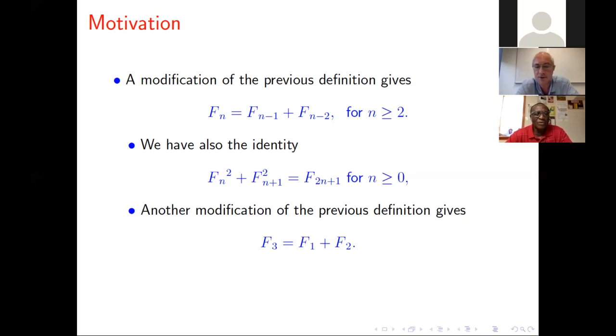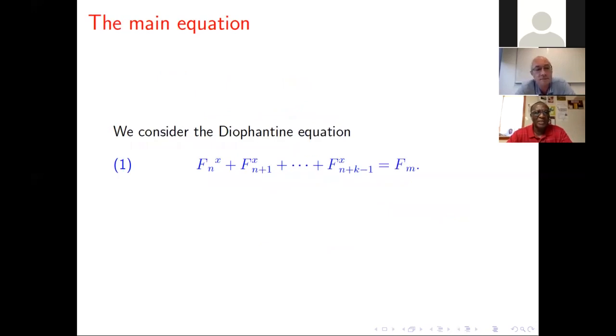Now, if we look at all that, we can generalize and write a Diophantine equation of the form Fn to the x plus Fn plus 1 to the x, and so on until F index n plus k minus 1 exponent x equal to Fm. The previous identities that we have seen fulfill this Diophantine equation, and the goal of the first paper we wrote is to try to solve this Diophantine equation.